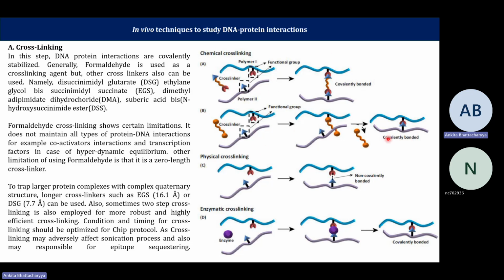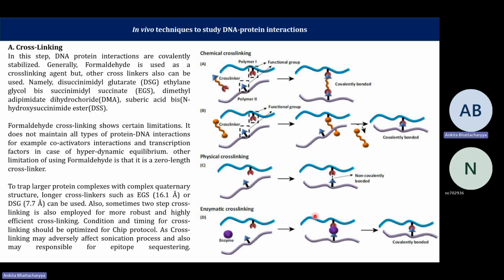And this is just an example of how this cross-linking occurs. So you have these two molecules, represented here as polymer 1 and polymer 2. In the context of chromatin immunoprecipitation, these are two DNA molecules. Alternatively, you can also have a DNA and a protein molecule which are present, and you can cross-link those as well. Apart from that, you can do physical cross-linking also.